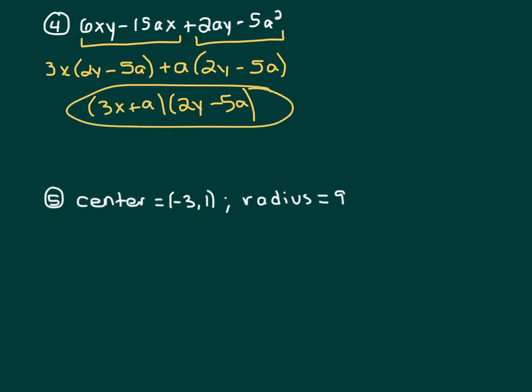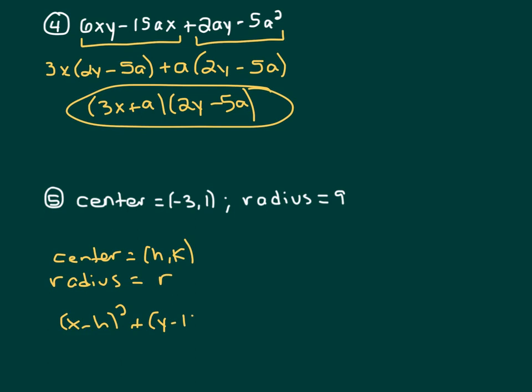Okay, number 5 asks us to write the equation of a circle whose center is at -3, 1, and whose radius is 9. Okay, well, keep in mind that the formula for any circle, this is the generic formula, for any circle whose center is at (h, k) and whose radius is r, is going to be (x minus h) squared plus (y minus k) squared equals r squared. So this is just the general formula.